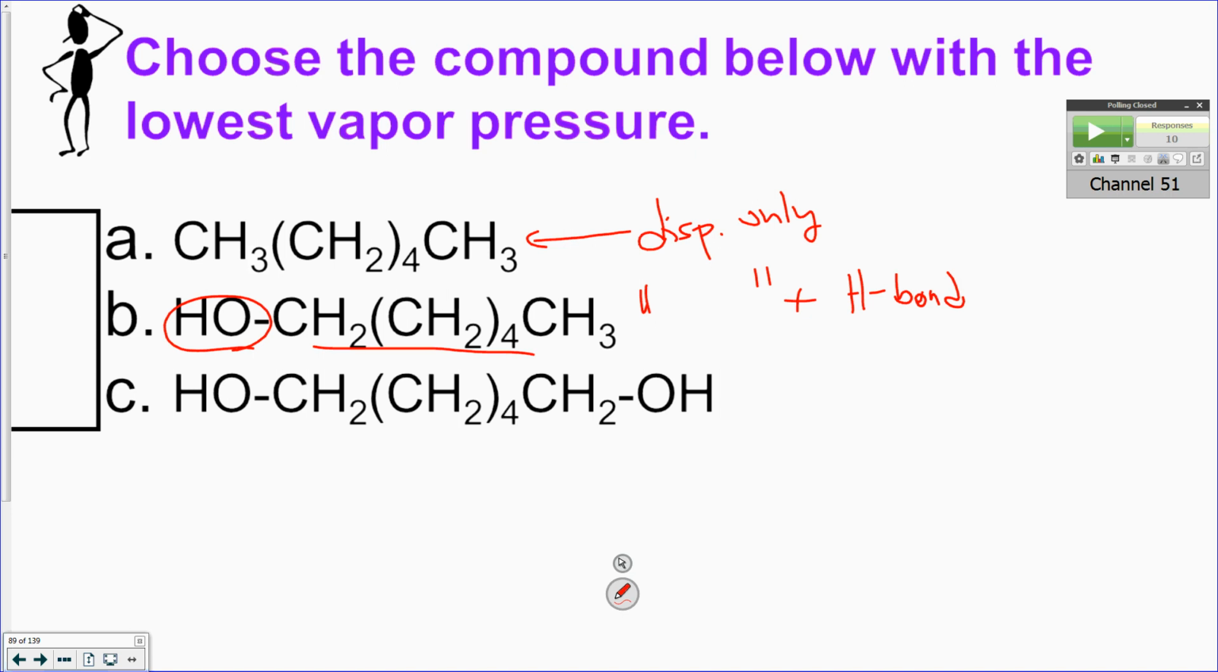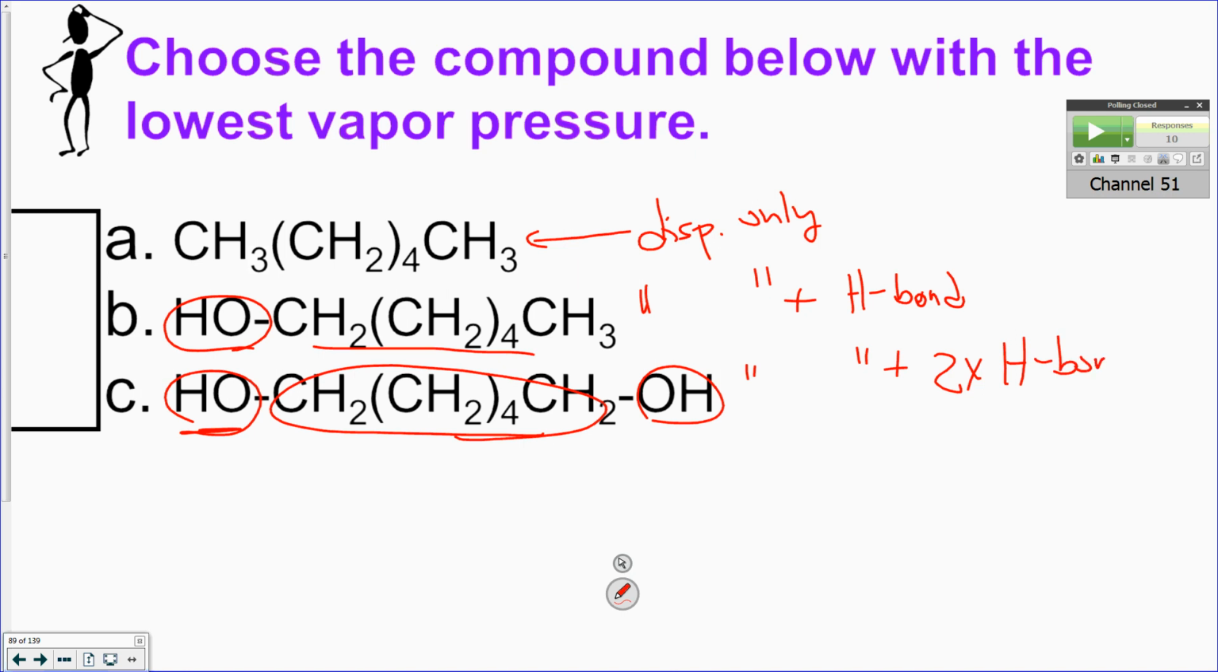What's the difference about C? It still has the same heart to the molecule, still the same number of carbons and hydrogens in there, so it's still got dispersion forces. But not only does it have one hydrogen bond, it's got two of them. So 2 times the H bond. The more H bonds, like we talked about with the molecule of DNA, the stronger the interaction is going to be. So in this case, the lower vapor pressure would be the result.